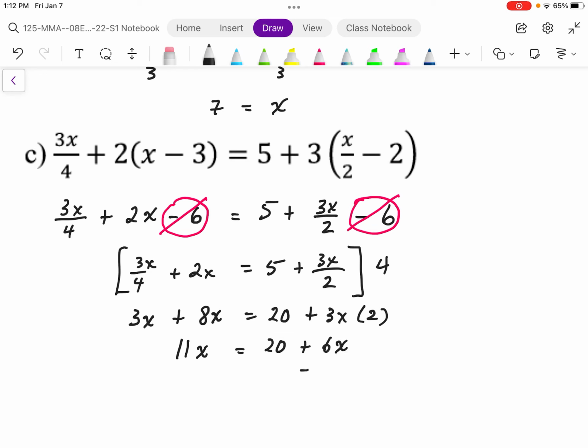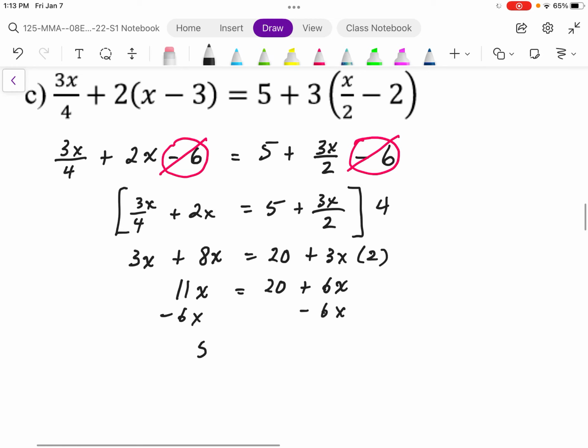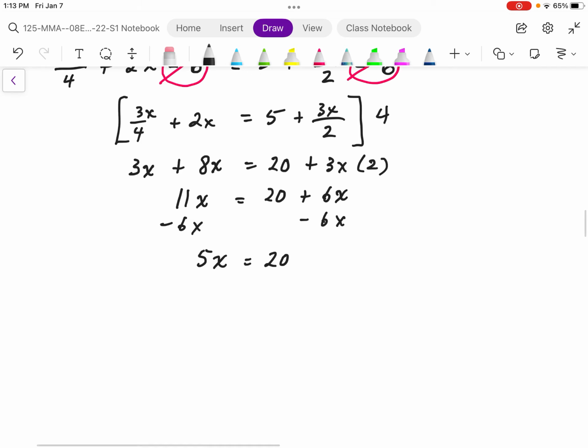I'm going to get all my x's to one side, so I'm going to get rid of the x's here and balance. Okay, so once I've got to this point, I'm going to get rid of the times with a divide, and I end up solving for x. X is equal to 4.